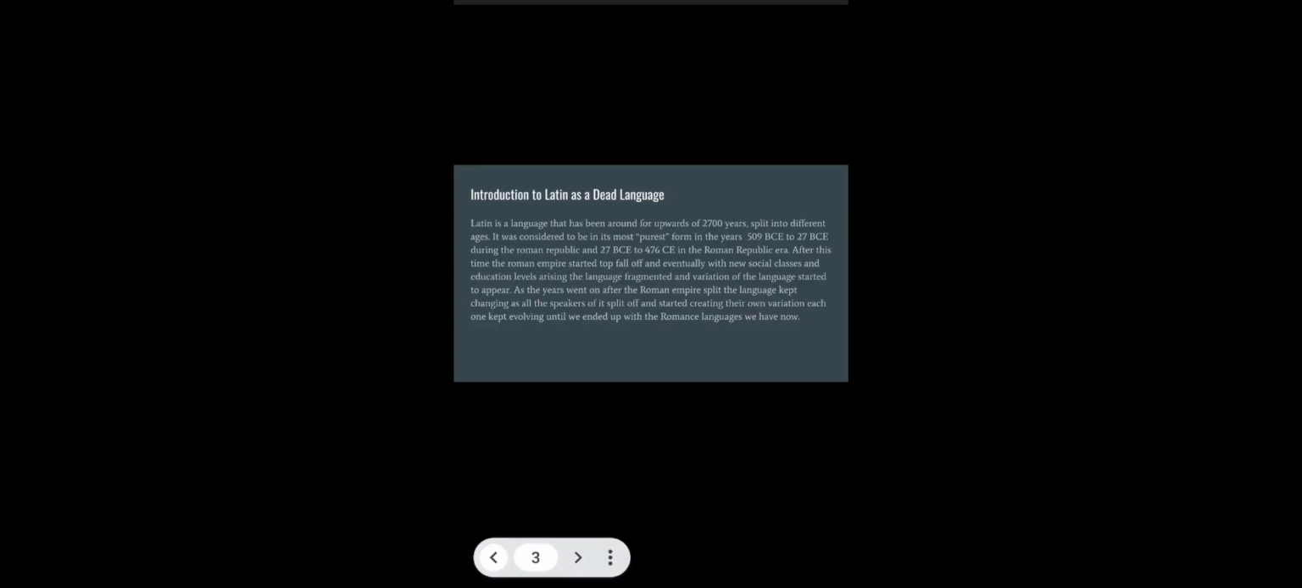Introduction to Latin as a dead language. Latin is a language that has been around for upwards of 2,700 years, split into different ages. It was considered to be in its purest form in the years 509 BCE to 27 BCE during the Roman Republic, and 27 BCE to 476 CE in the Roman Empire era.